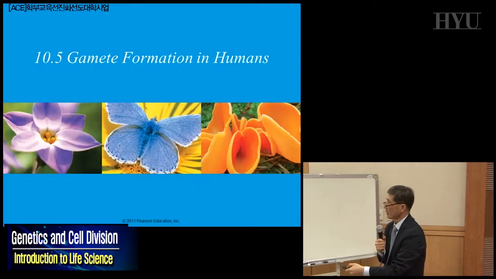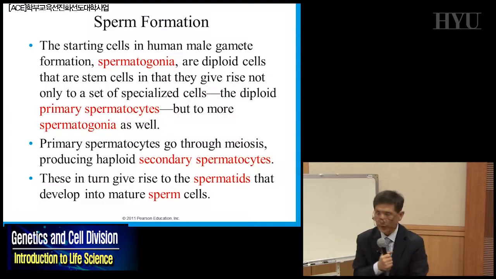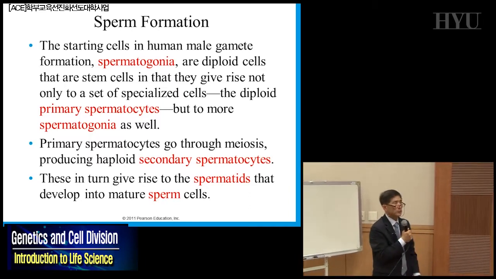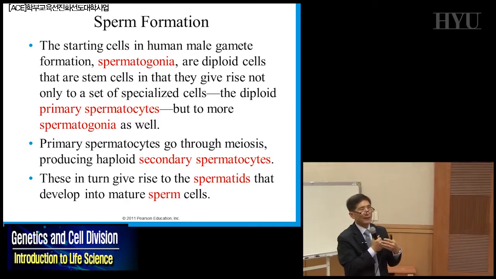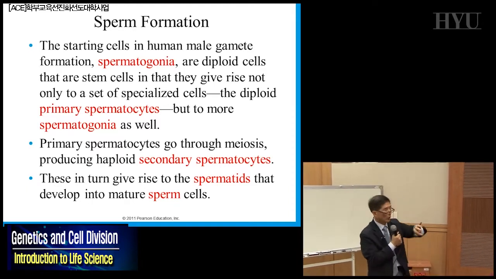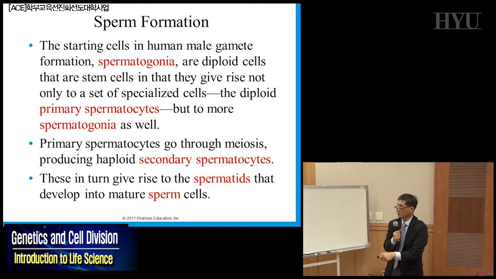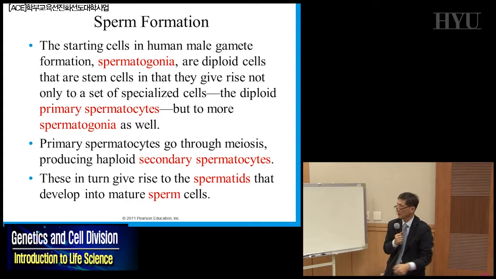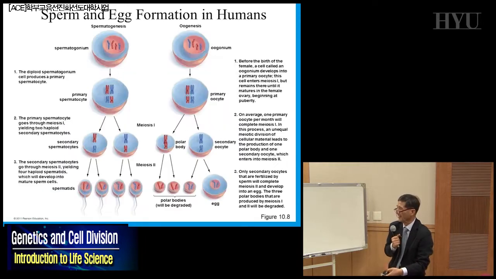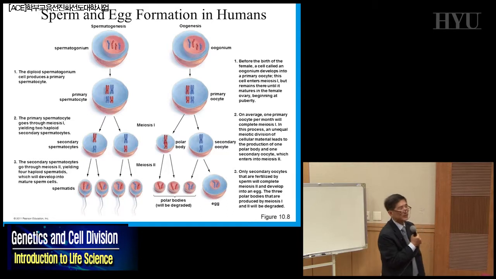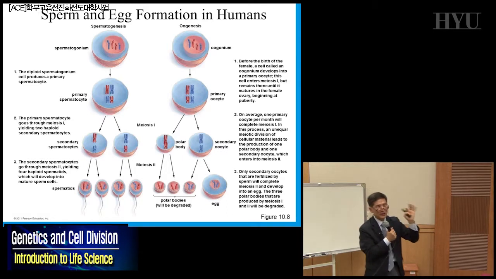All right. Gamete formation in humans. Gamete formation means how to make sperm and how to make egg. It's very complicated, so a few more words: spermatogonia, primary spermatocyte, secondary spermatocyte, spermatids, sperm. You have to remember. I'll not ask tough questions, but there is a big difference.